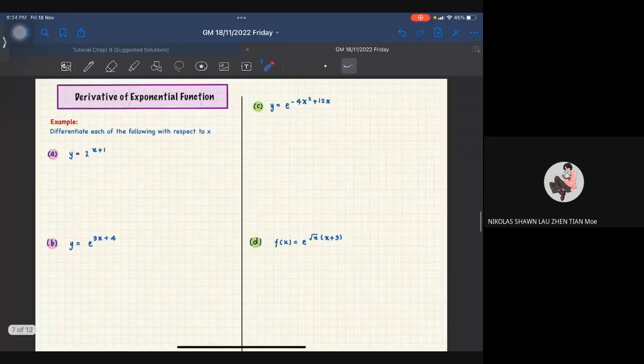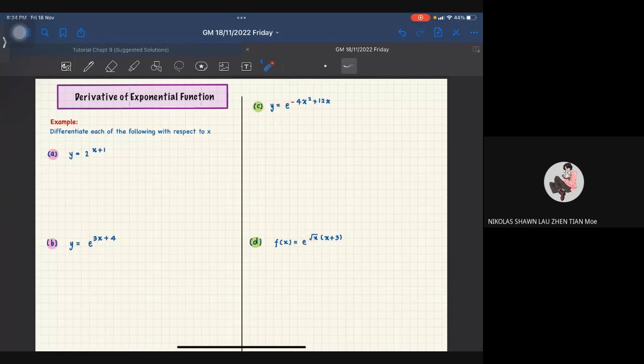Okay, so derivative of exponential function. Exponential function awak dah pernah jumpa dekat dalam chapter 5 hari tu, sketching function. So these are the example of exponential function lah. The first one awak ada base 2, maksudnya base selain daripada E. And then the second one awak ada base E sahaja. So kita punya fokus hanyalah pada base E sahaja.